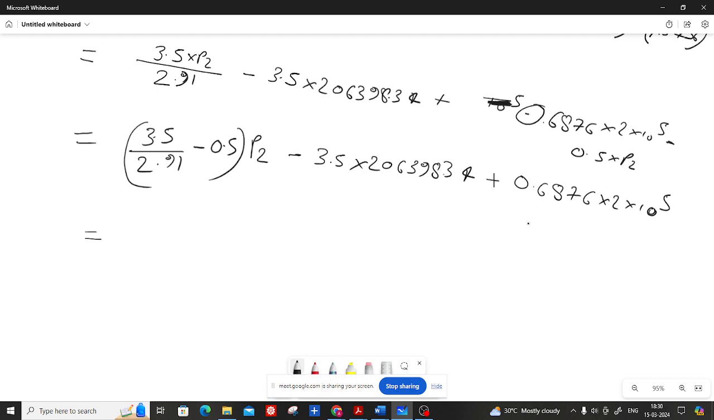3.5 upon 2.91 minus 0.5, this will be 0.7027, into P2, minus 3.5 into 206,398.34 plus 0.6876 into 2 into 10 to the power 5, which is minus 58487.419.